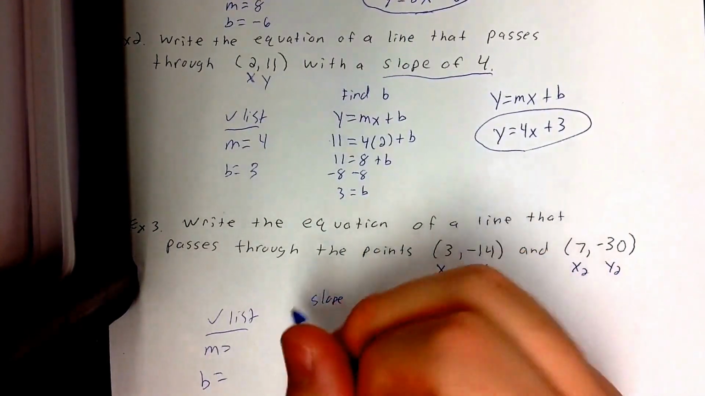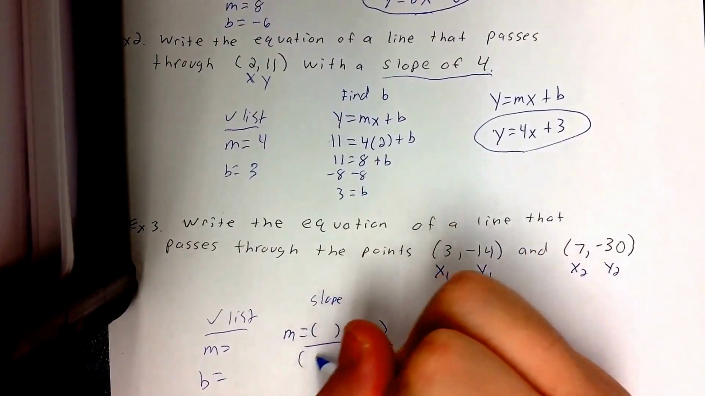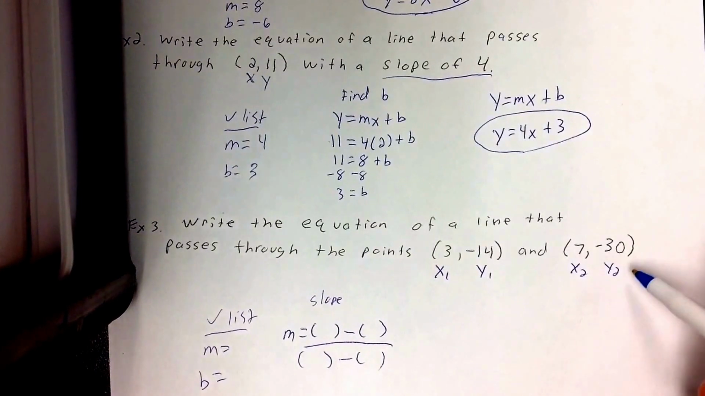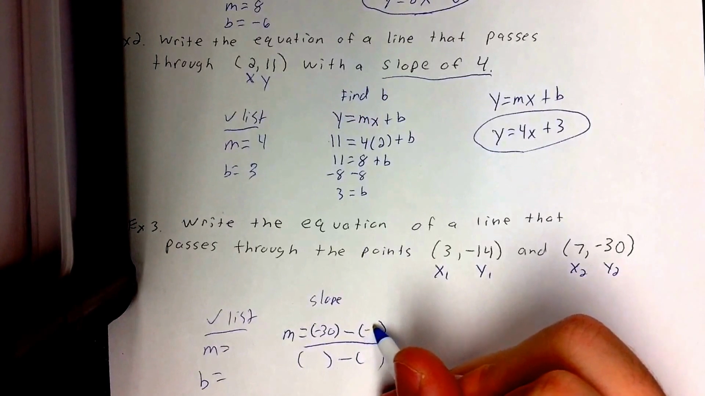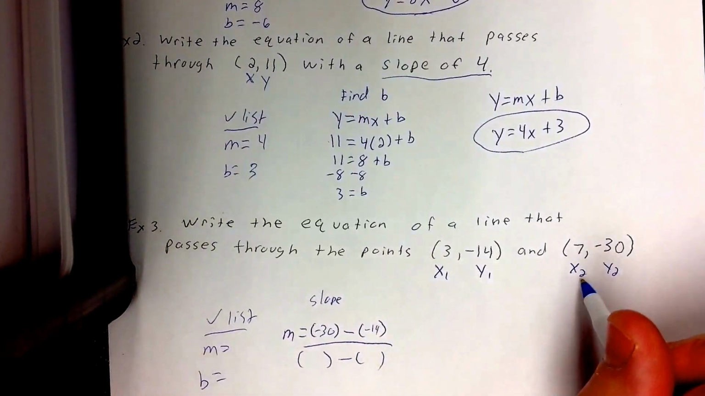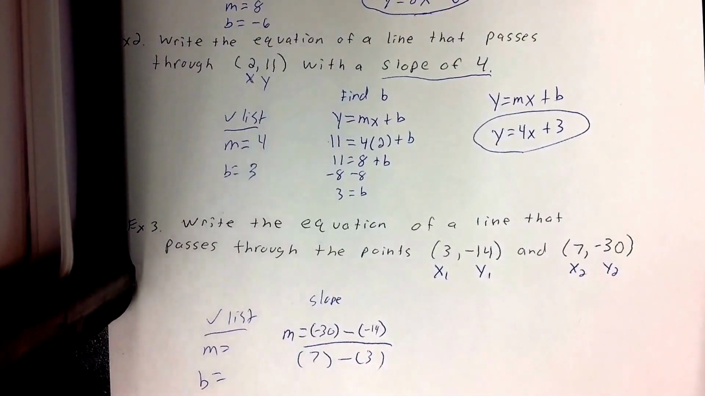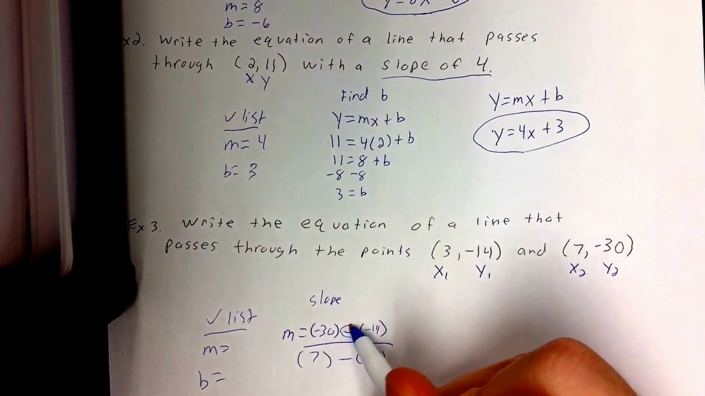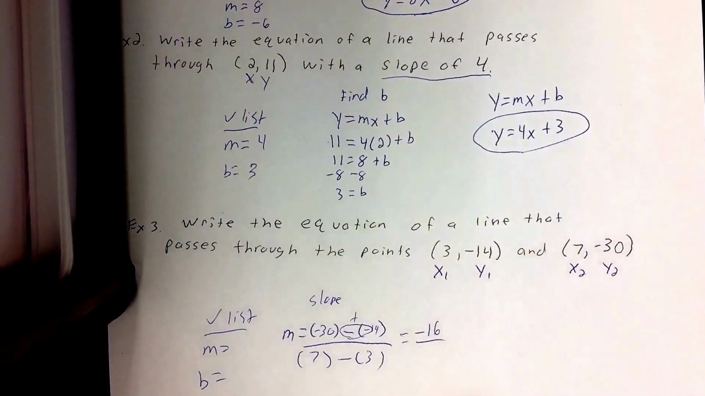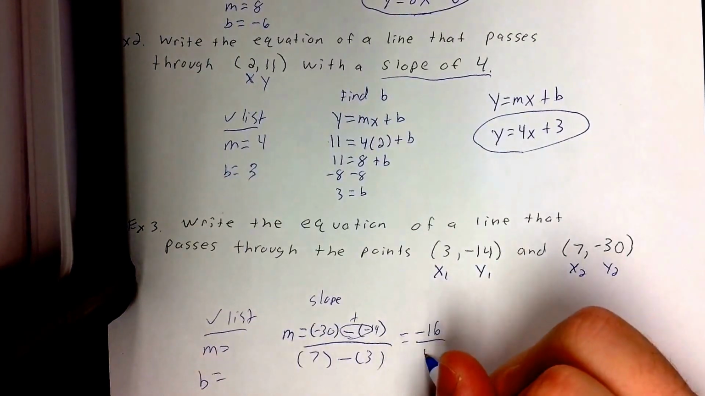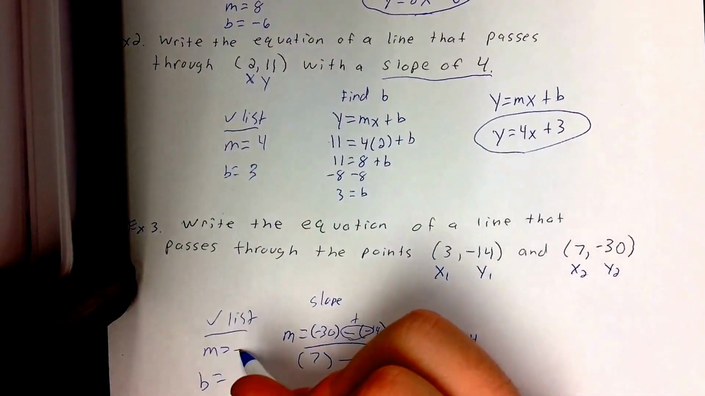And again, to do that, we use our slope formula. So again, y2 comes first on top, so -30 minus y1, which is -14. x2 comes first on bottom, 7, minus x1, which is 3. Again, two negative signs here make that a plus 14, so -30 plus 14 is -16. 7 minus 3 is 4, and if you take -16 divided by 4, you get -4.